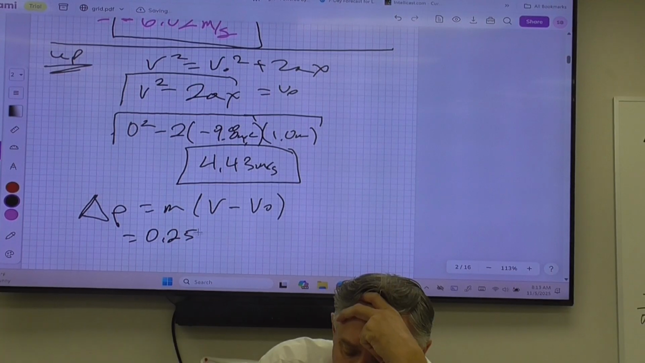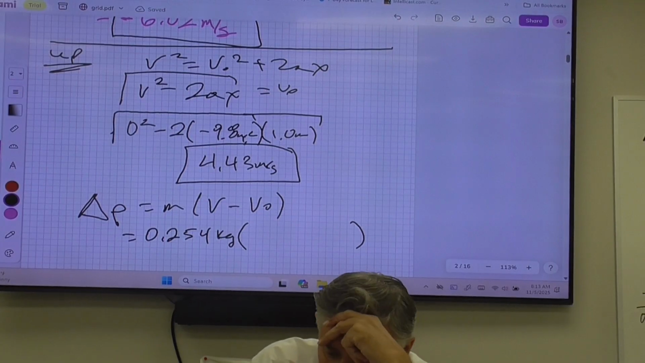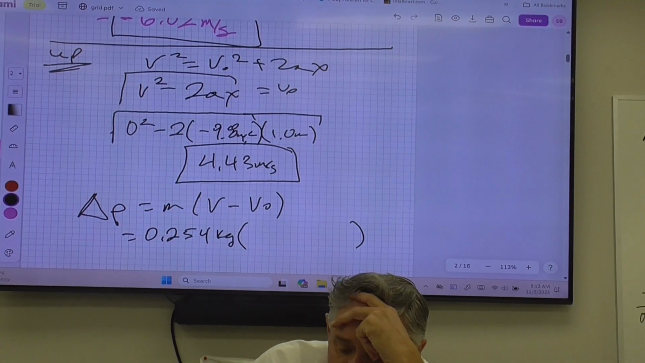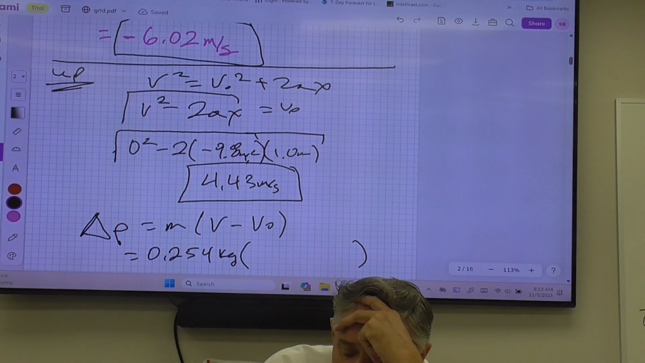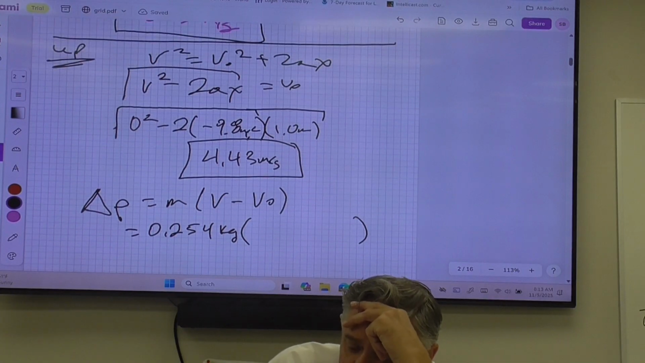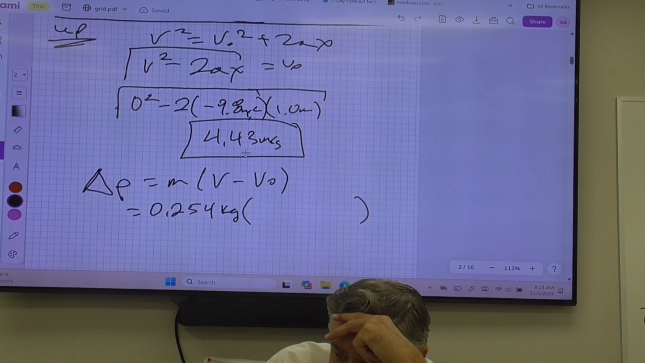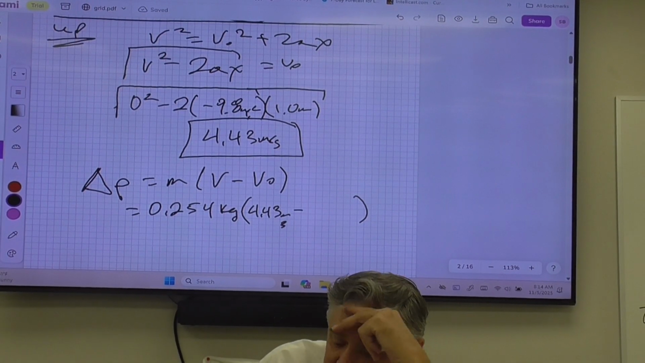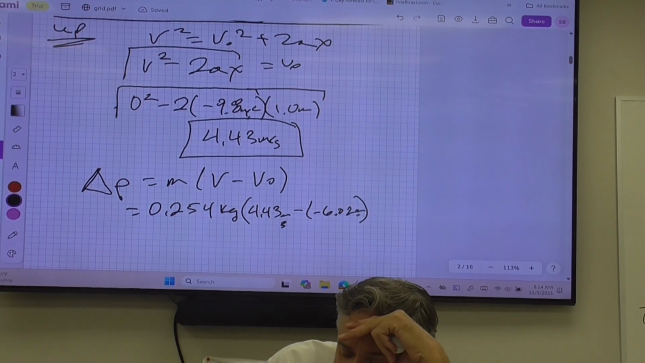So I've got my mass, 0.254 kilograms. So here's the question. When it's in contact with the ground, which one, the negative 6.02 or the 4.43, is the initial velocity? Negative 6.02. Right, because it's going to hit at negative 6.02, it's going to take off at 4.43. So this is going to be 4.43 meters per second minus a negative 6.02 meters per second.